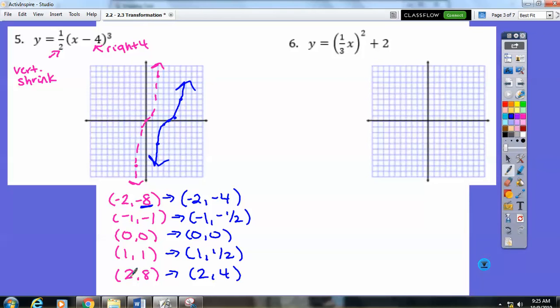I want to do another one together, and then I'm going to have you guys try the last 2 on your own. What is my parent function? Parabola, x squared. 0, 0, 1, 1, 2, 4, -1, 1, -2, 4.